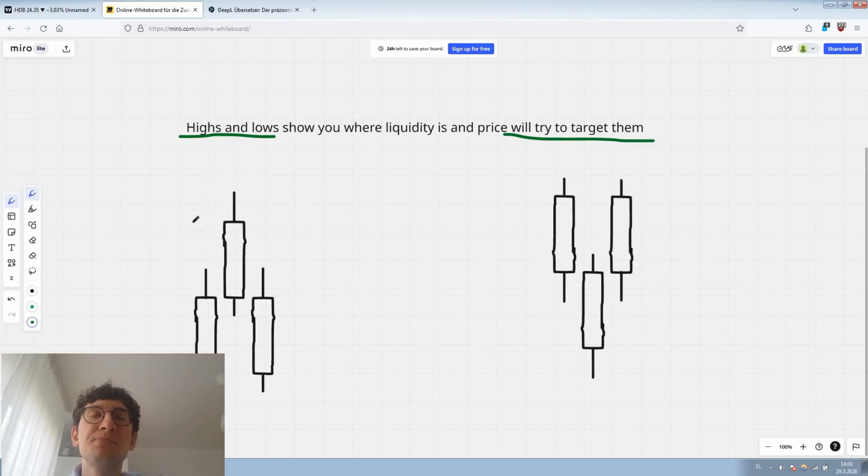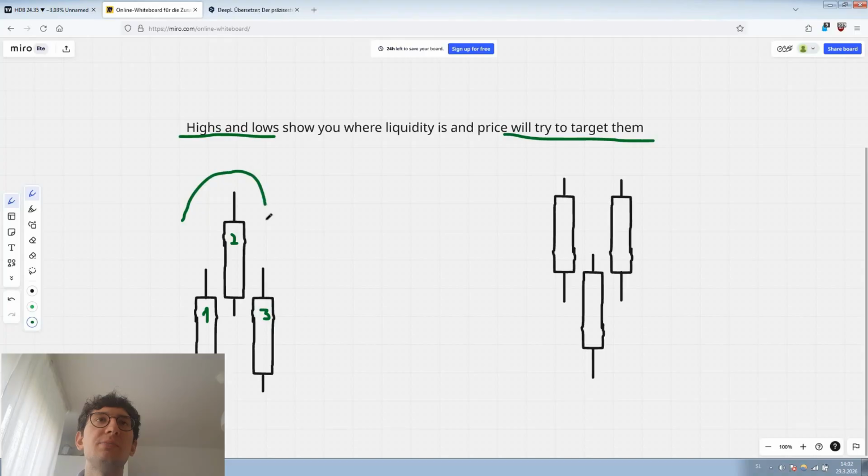So what is a high? A high is a 3-candle pattern where you notice the second candle, okay? So let me mark it. This is candle number 1, candle number 2, candle number 3. With a high, you will notice that you have one particular candle, and on the left side of that candle, the wick is lower than the second candle's wick, okay? And also on the right side of the second candle, you will notice that the candle has a lower wick as well. So those 3 candles essentially form a high.